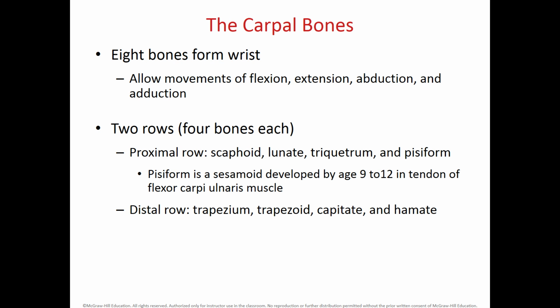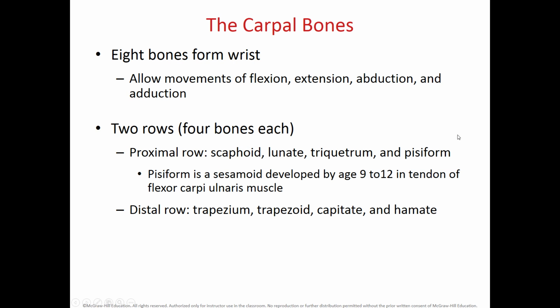Pisiform is actually a sesamoid bone that develops by the age of 9 to 12 in the tendon of the flexor carpi ulnaris muscle. And just because of this, because you know the name of this muscle, which is called flexor, it helps to flex, carpi, the wrist, and it is located on the ulnar side. So that will be the medial side.